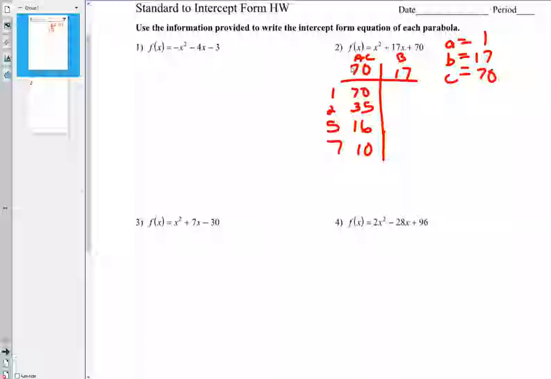Now you just have to see which one of those also happens to add up to 17. If I add all of these up, this gives me 71, 37, 19, 17. Obviously, the one that adds up to 17 is 7 and 10. Did I do something wrong? Yeah, it would be 5 and 14. Thank you.